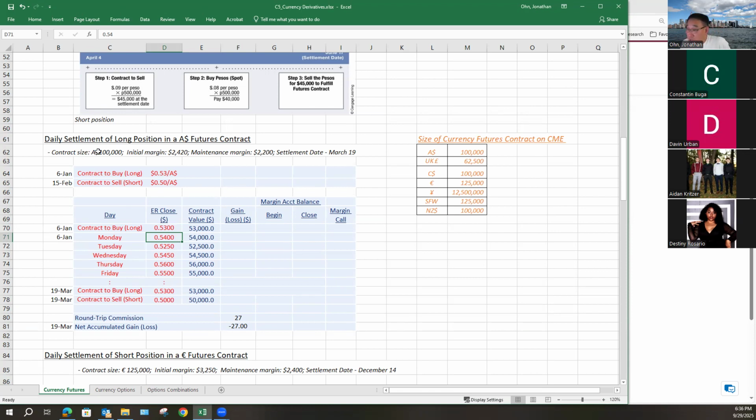I told you the contract size is $100,000, right? So this exchange rate times contract size will be your contract value. So $100,000 times your exchange rate there. And then the same thing for everything, right? So it changes here. The contract value increased, decreased, increased, decreased there, right? So we calculated contract value here.